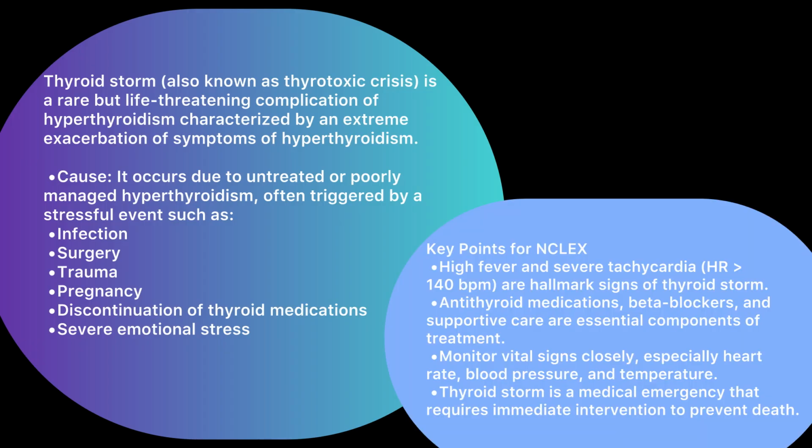Okay, now here we go for thyroid storm, also known as thyrotoxic crisis. It is a rare but life-threatening complication of hyperthyroidism characterized by an extreme exacerbation of symptoms of hyperthyroidism. It occurs due to untreated or poorly managed hyperthyroidism, often triggered by a stressful event such as infection, surgery, trauma, pregnancy, discontinuation of thyroid medication, or severe emotional stress.